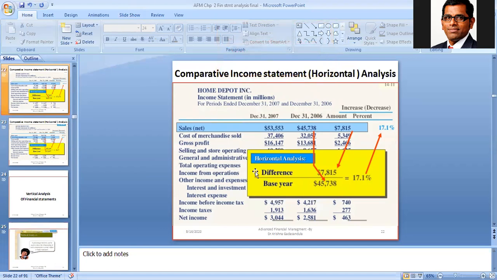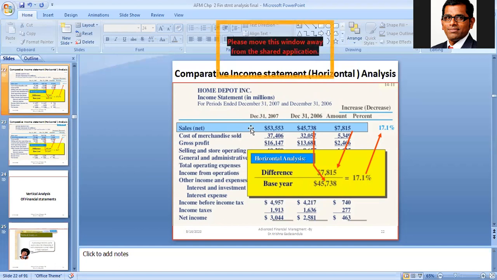How we are comparing the cost of merchandise sold, whatever the cost of goods sold, we can say that. And majorly, if you see the sales, net means sales minus sales returns. The same formula is used: the difference between these two years divided by the base year. Base year means previous year. So that is what 17% means. Net sales has increased by 17% compared to previous year. It's a good sign for the company.